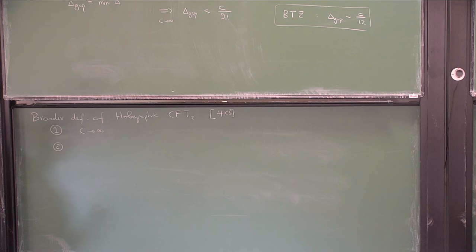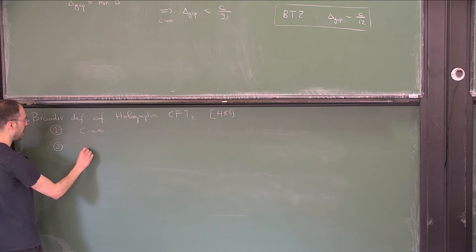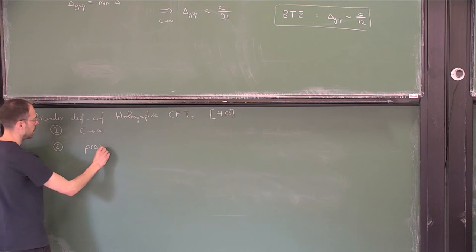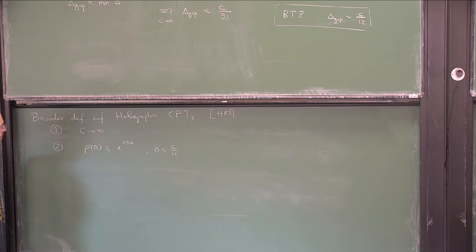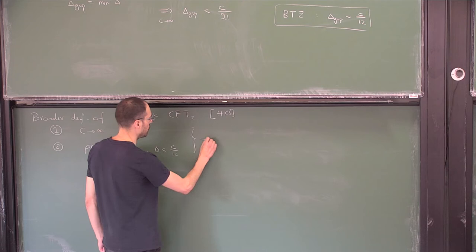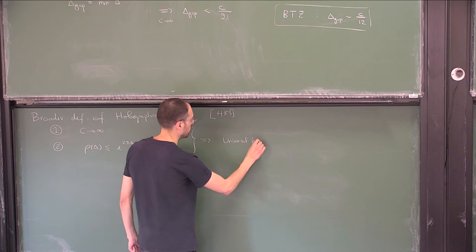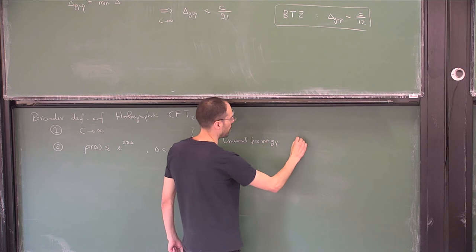They say the spectrum has to be sparse, in the sense that the density of states cannot grow faster than exponentially when delta is less than, I think, c over 12. And they show that if these two conditions are satisfied in any 2D CFT, you get a universal free energy, which is exactly what you get from BTZ black hole thermodynamics, okay?